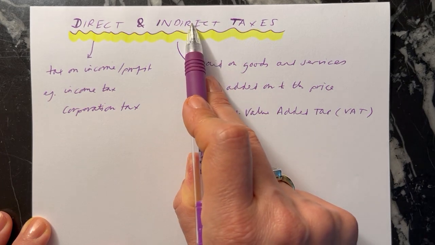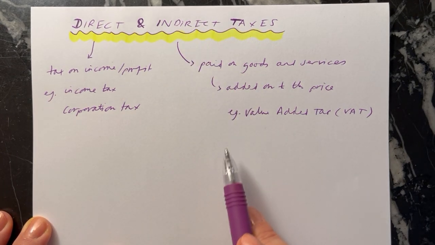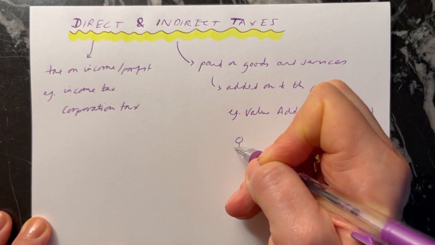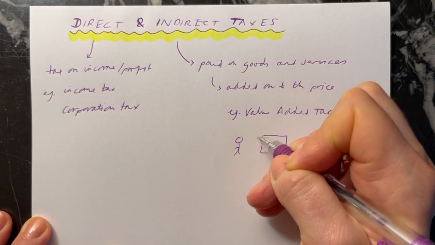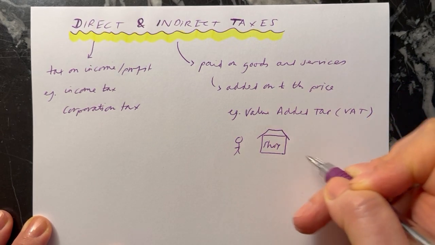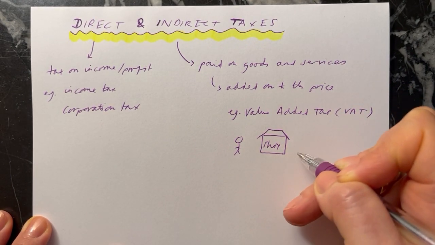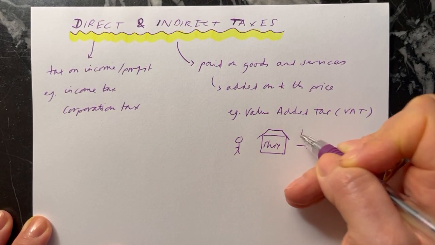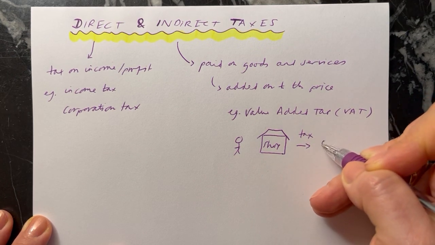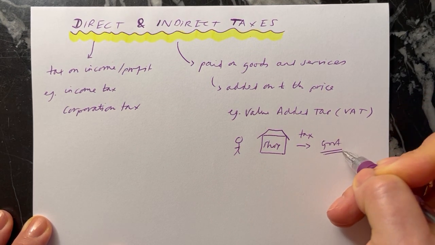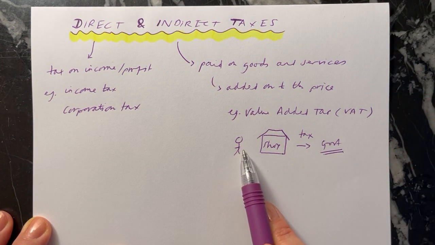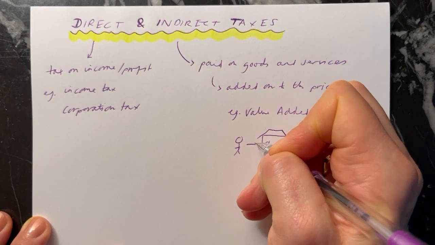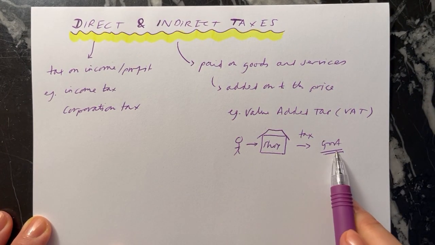Whereas an indirect tax, it's a little bit as if you have a middleman, because you have the person who goes to the shop, and then when they're in the shop, they buy something, but the shop pays the tax to the government. And this is indirect, because actually the product is more expensive for the customer. They're really paying the tax. But the tax goes through the shop to the government.